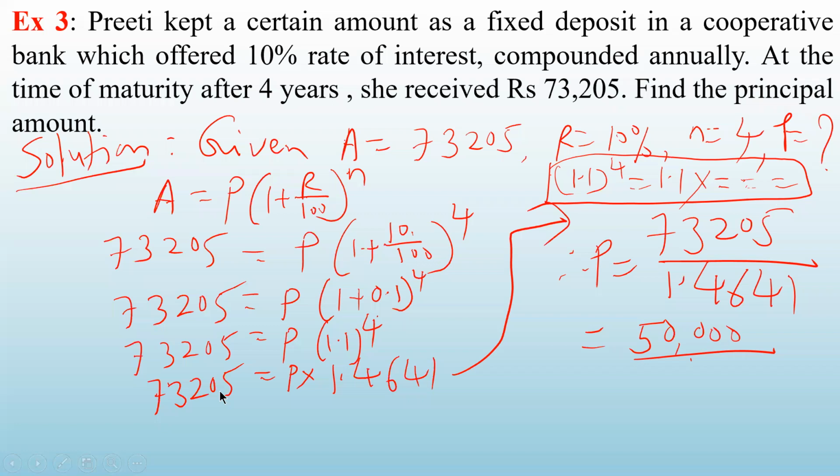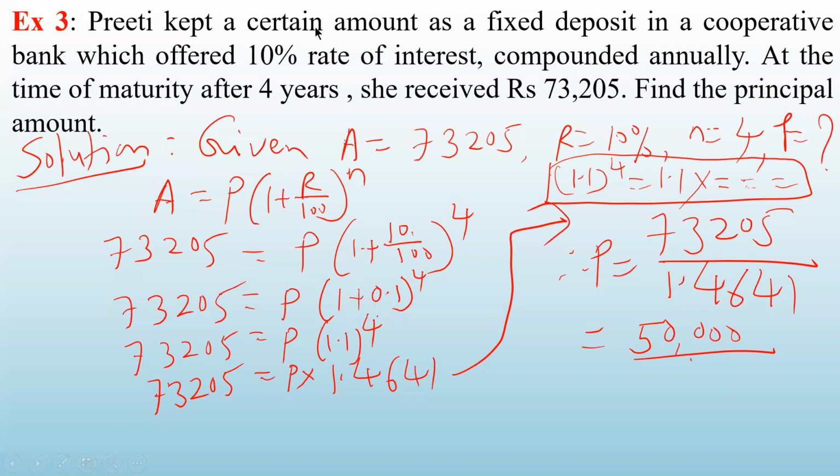73,205 is on the left side. That is equal to P multiplied by 1.1 raised to power 4. If you have to find the value of P, you have to shift this number to the other side, so it will divide. So P is equal to 73,205 divided by 1.4641. When you divide this, you will get 50,000. That means the principal amount is 50,000.